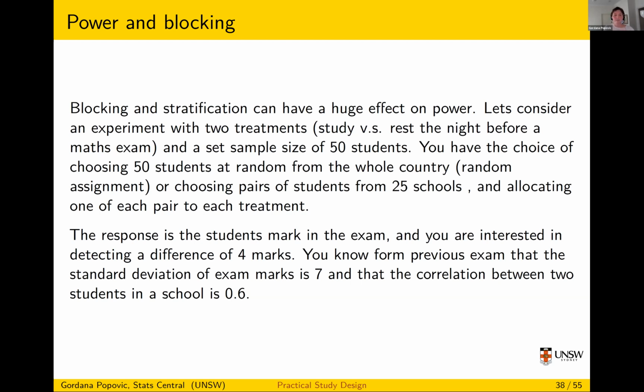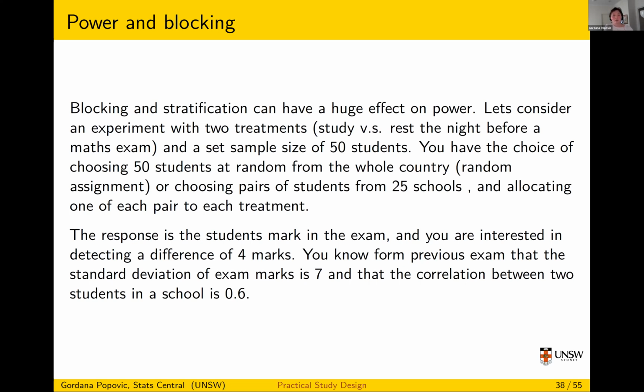So you're an education researcher and you'd like to know. So you have enough funding and ethics approval to sample 50 students. That's all you can do. You have 50 students, and you have a choice. You can take students from any school in the country, and you can just choose 50 students at random in some way from the whole country.